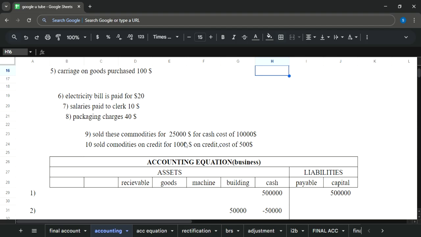So please practice this, the way of entering transactions in the accounting equation, according to your own schedule. We will be sharing the second part of this lecture, with which you will understand how to calculate the profit. So it was all about the first part.